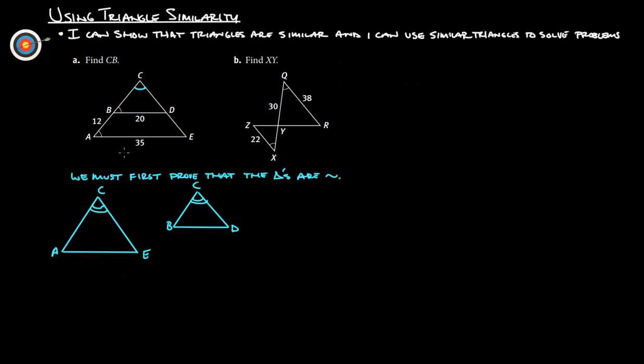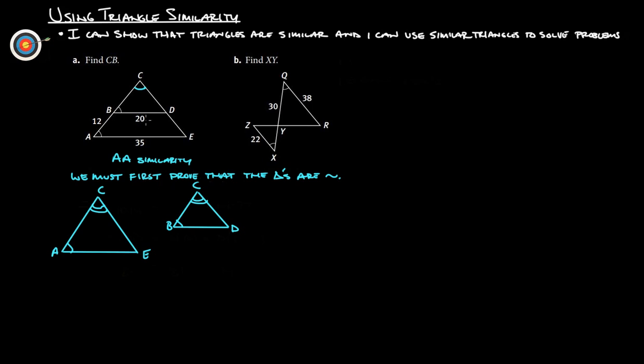So those have to be similar. And it tells us in there that B has to be similar to A. So look, we have angle similarity, right? So we now know that they're similar. So now that we know they're similar, we can start doing our proportions here.